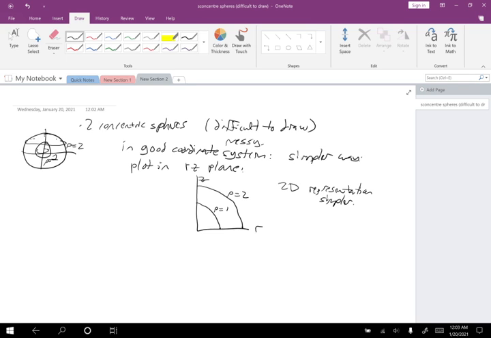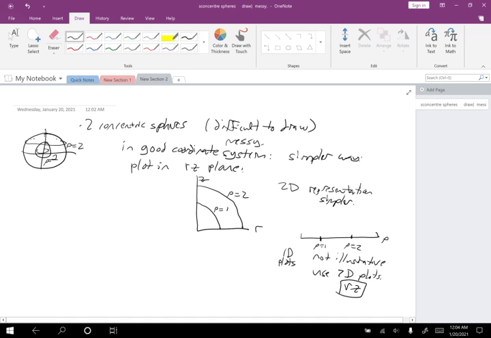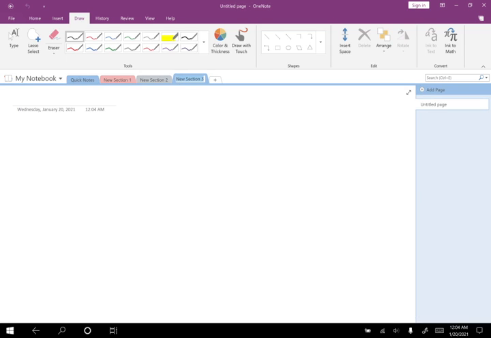I could have plotted this also just in a 1D sense, but I think plotting a 1D object in 2D space is more representative, because really, if I just did 1D, it would look like this. I would have the real line, and I would have rho equals 1 here, and rho equals 2 here. 1D plots are not illustrative, so I would use 2D plots, RZ. Let me just show you another surface where it's also very simple.